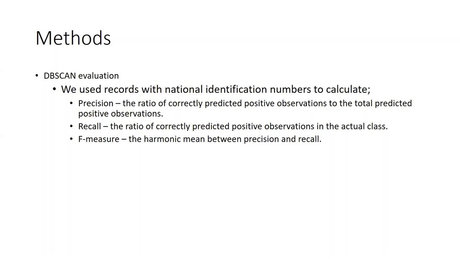So recall would be true positive over true positive plus false negative. F measure is the harmonic mean between precision and recall. So harmonic mean is just measuring how the model is performing overall.